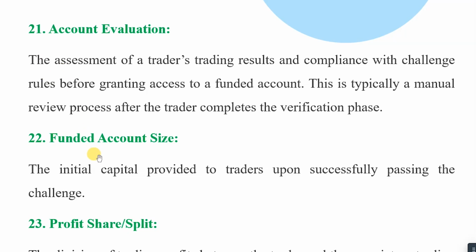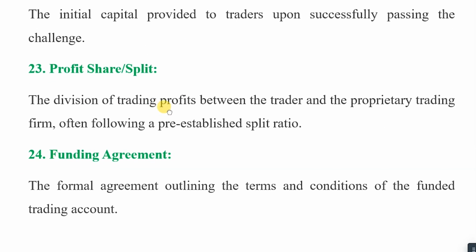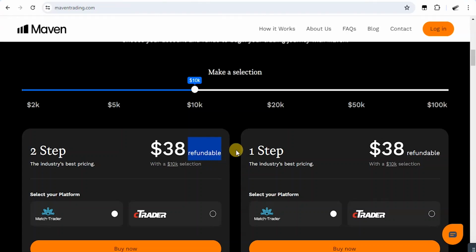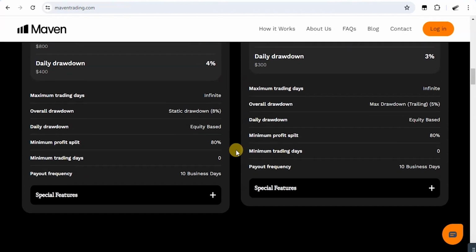Now, funded account size is the initial capital provided to traders upon successfully passing the challenge. Now, this is another important aspect, which is the profit share or split. It is the division of the trading profit between the trader and the proprietary trading firm, often as a pre-established split ratio. Most firms will outline this for you to see before you start.